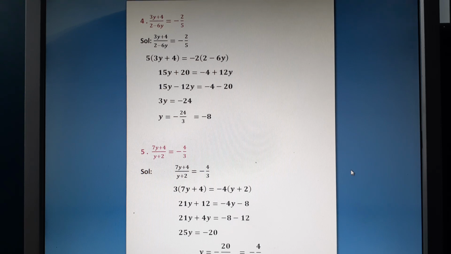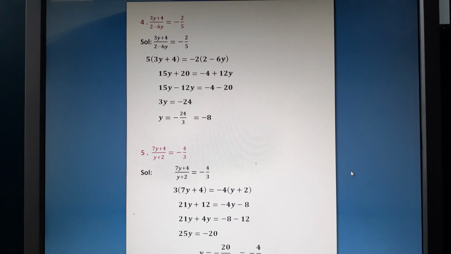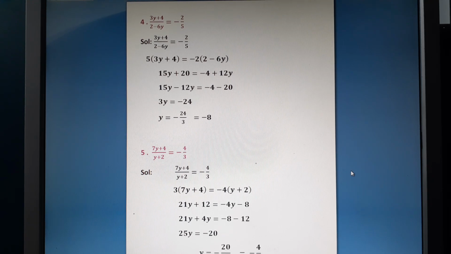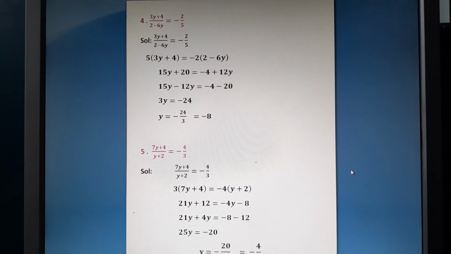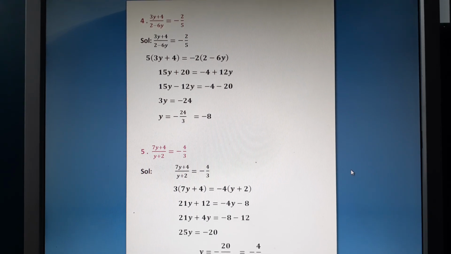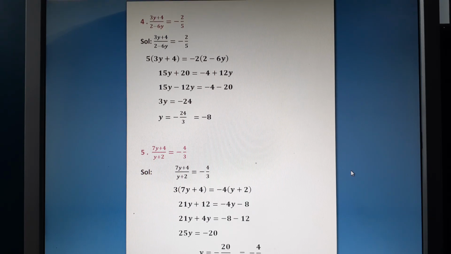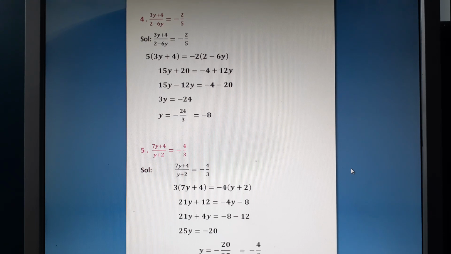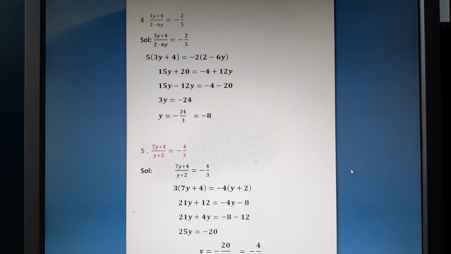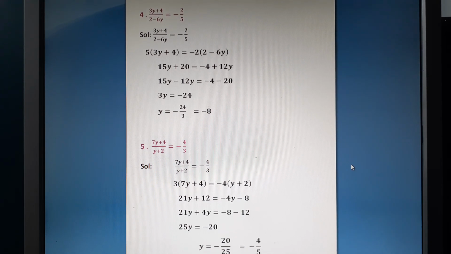Take right hand side plus 12y to left hand side. It changes into minus 12y. Now we get 15y minus 12y is equal to minus 4. Take left hand side plus 20 to right hand side. It changes into minus 20. So minus 4 minus 20 on the right hand side. 15y minus 12y is equal to 3y. That is equal to minus 24. Now y is equal to minus 24 divided by 3. That is equal to minus 8.